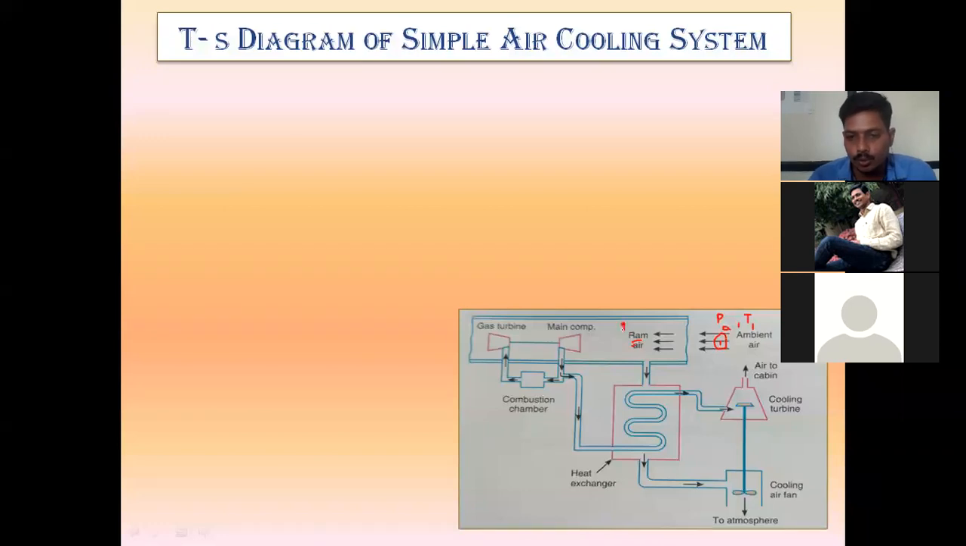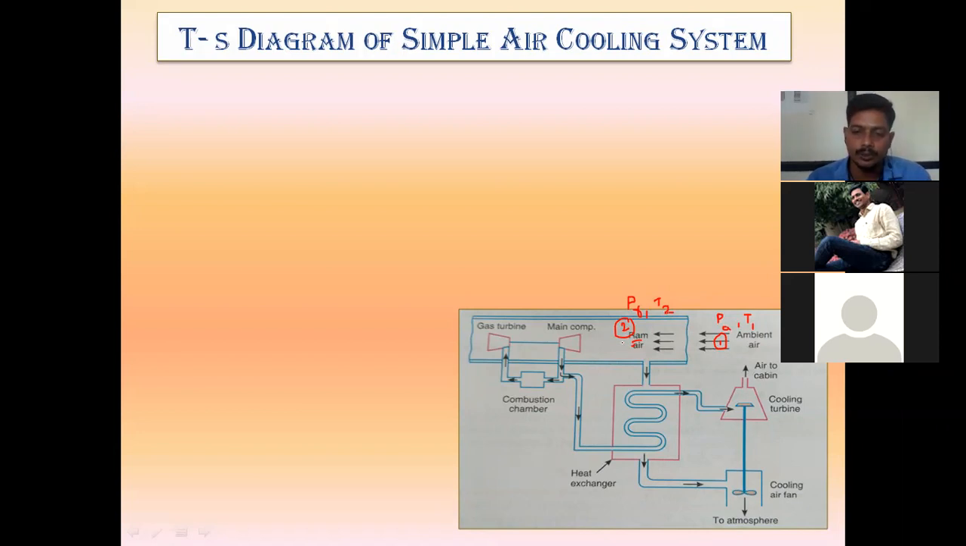So here whatever 1 to 2 process will be there, that will be called a ramming process. Ideally that ramming process will be considered as an isentropic ramming process. Because of this ramming effect, the pressure of the air goes on increasing from ambient pressure to the ram pressure. So point number 2 will have the pressure as the ram pressure, and the temperature will be T2.